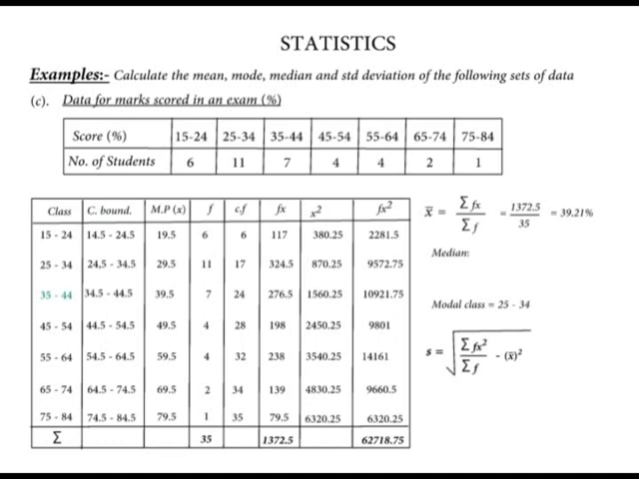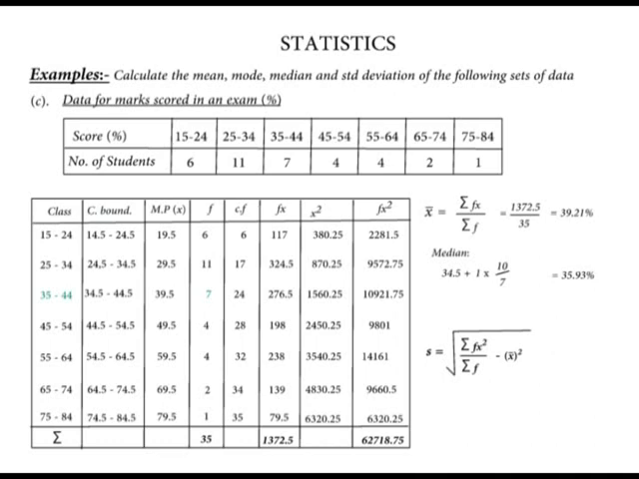So we take the upper class boundary for the class immediately behind. That is 34.5. We get the class size for the median class. 44.5 minus 34.5 is 10. The median class has a frequency of 7. It means these 10 marks are distributed among 7 students. So we have 34.5 plus 1 times 10 over 7, giving us 35.93.